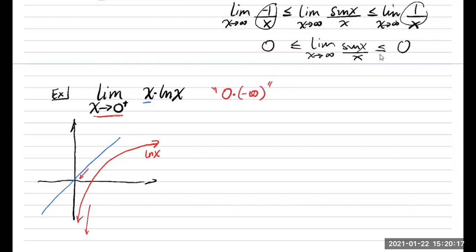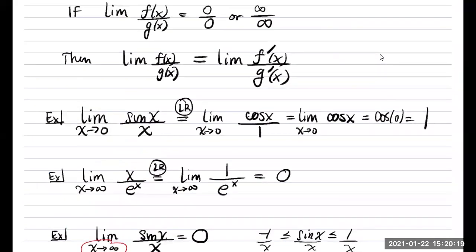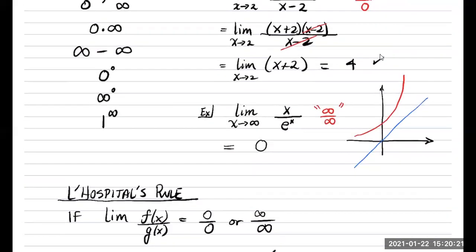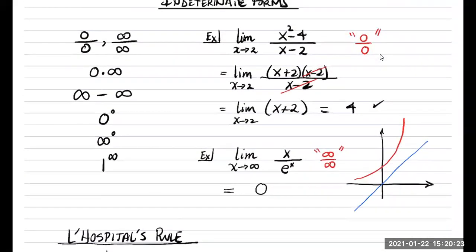Let me scroll back up and remind you of our 7 indeterminate forms. Okay, we're looking at this one. Okay, the sign of the infinity symbol doesn't matter. It's the type that matters. We have 0 times negative infinity. That's this type right here. Well, we can't use L'Hopital's rule on that. L'Hopital's rule only works on the first two, 0 over 0 and infinity over infinity. So now what are we going to do? Well, I'll show you.